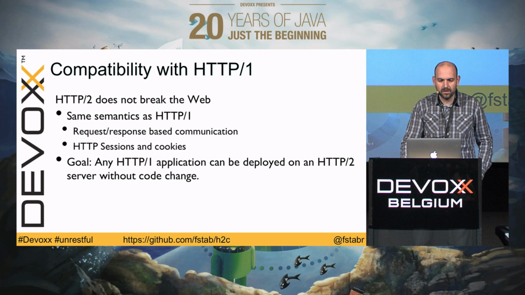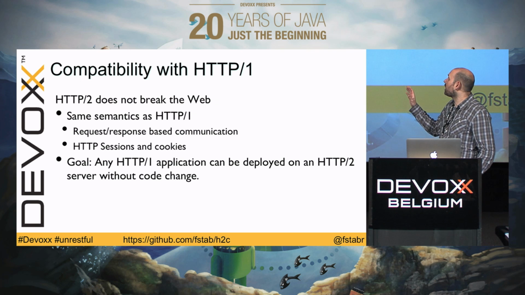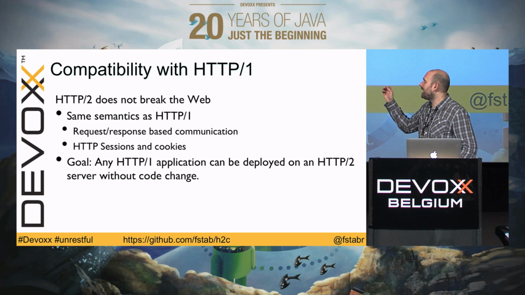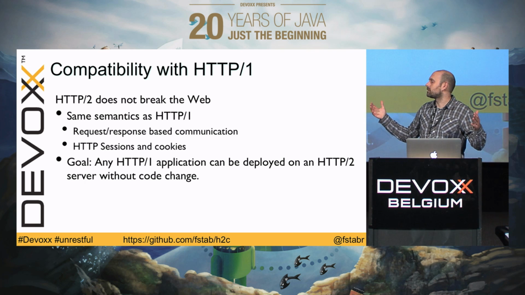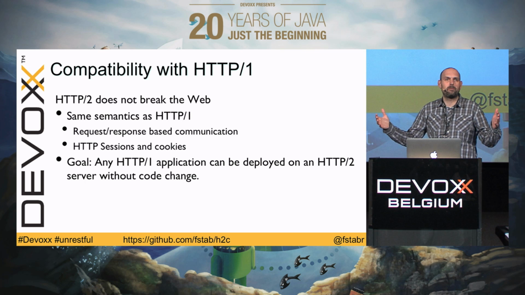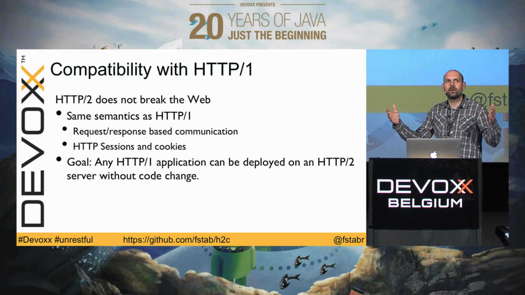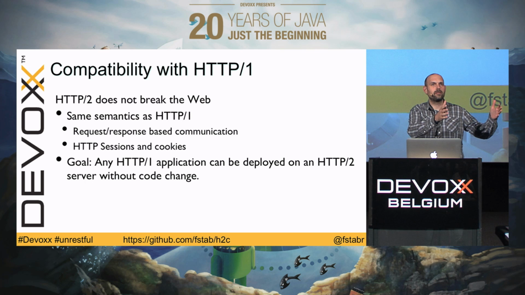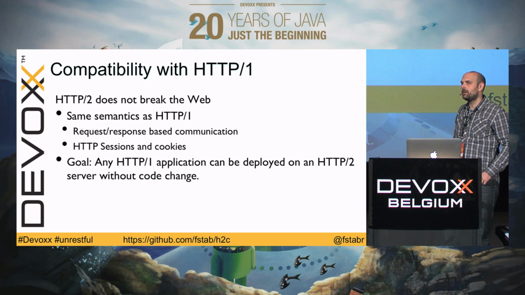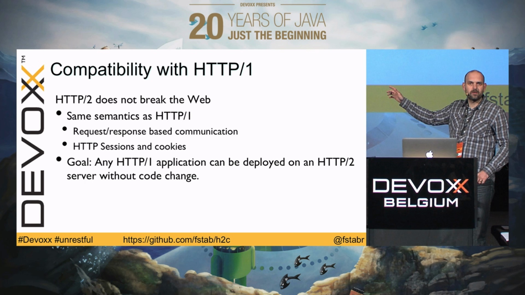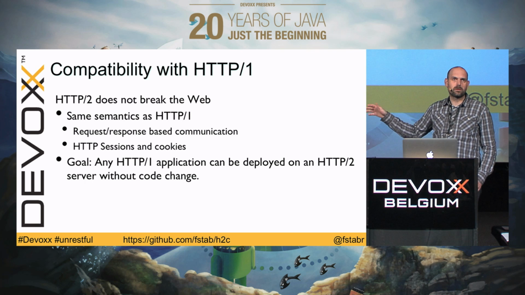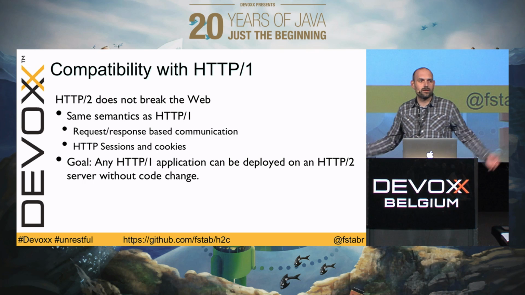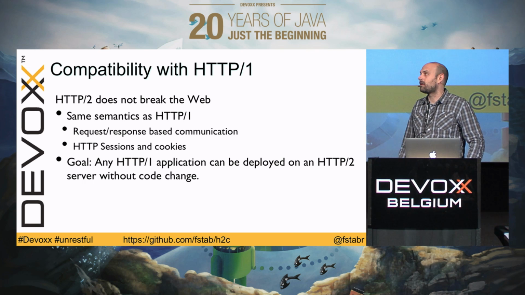But more importantly, I want to say what HTTP2 does not. And the very most important goal is HTTP2 does not want to break your existing web applications. So one of the main goals is that you can take any existing web application as it is deployed on an HTTP2-enabled server, and it should just work. If this wasn't the case, HTTP2 would have no chance to be accepted, because you cannot go ahead and tell the world that all the web applications need to be refactored now.